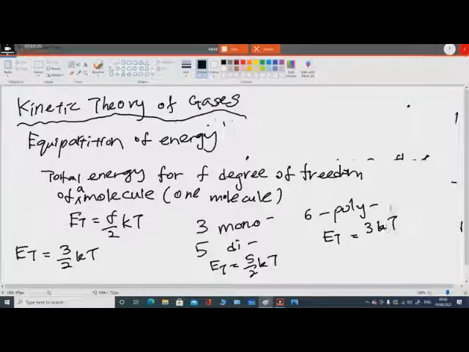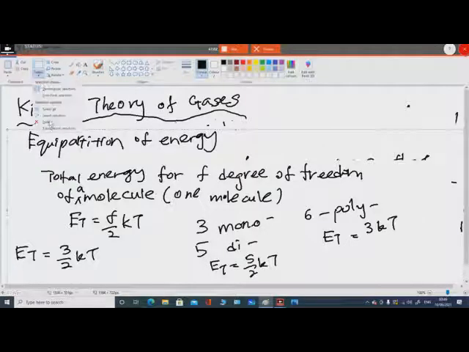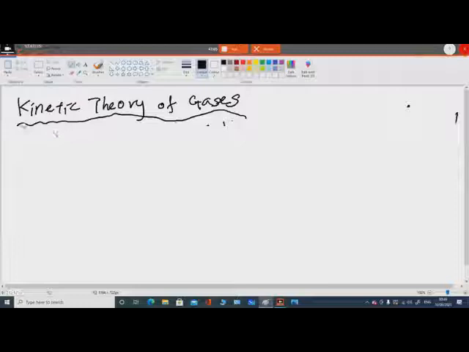So this is the equipartition of energy for each type of gas. Alright, so we have done the equipartition of energy. Let's move on to our last part for this chapter, which is the internal energy of ideal gas.